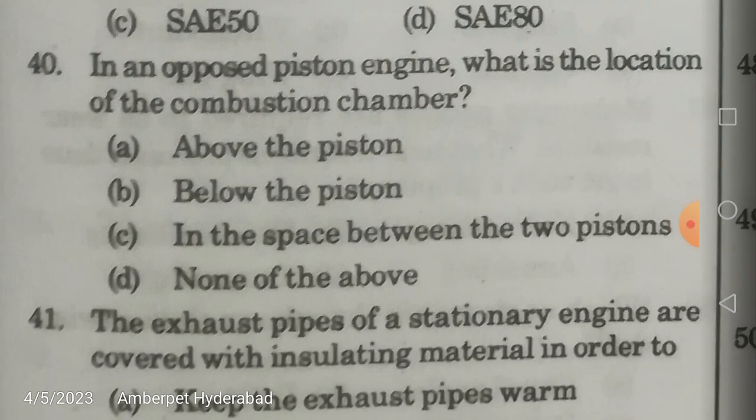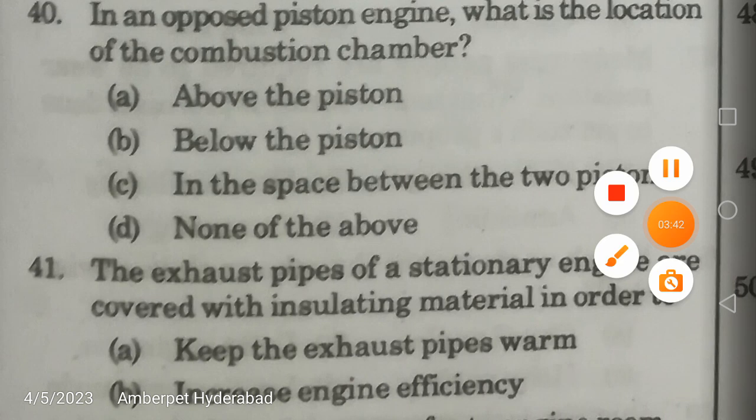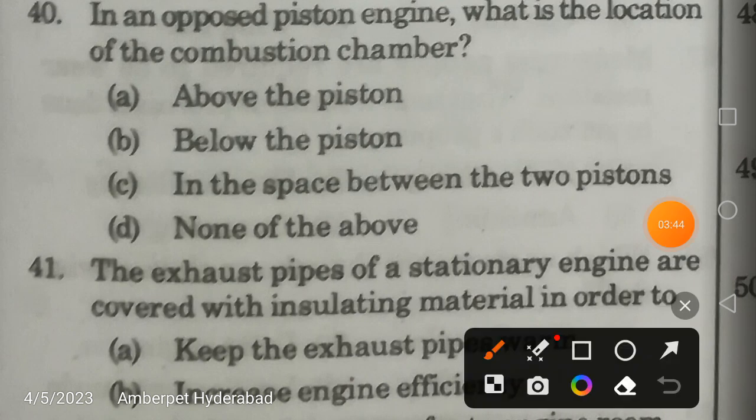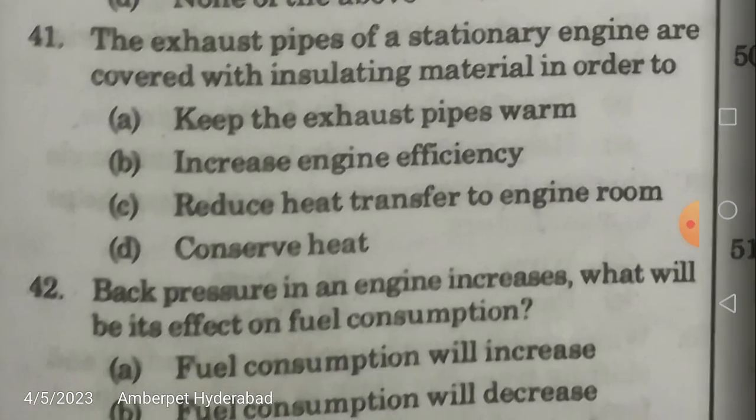In an opposed piston engine, what is the location of the combustion chamber? Is it above the piston? It is mentioned that the engine is one in which the pistons are opposed to each other. So here, what is the location of the combustion chamber? Above the piston, below the piston, in the space between the two pistons, or none of the above? Definitely it has to be in the space between the two pistons if the engine is having opposed pistons.